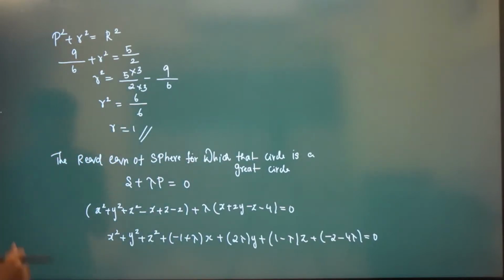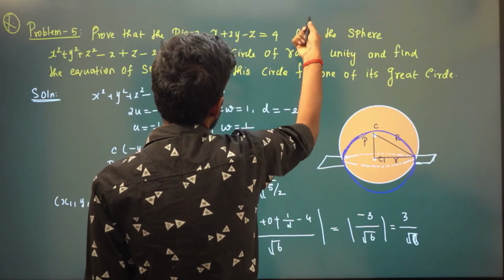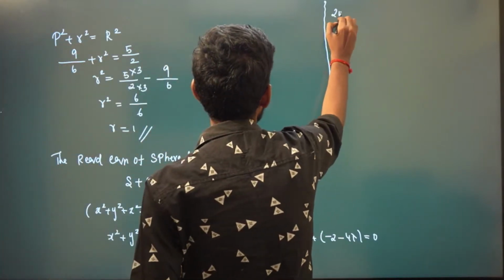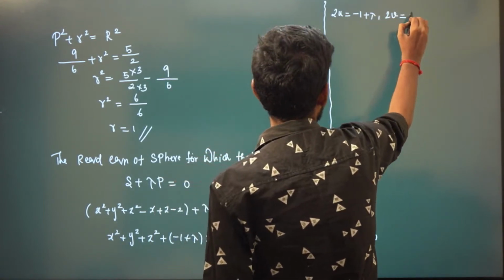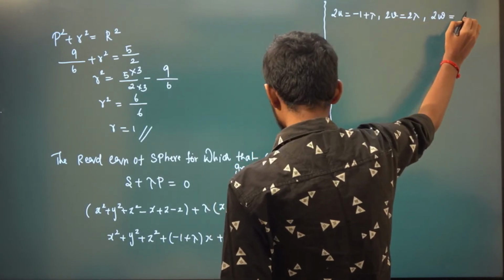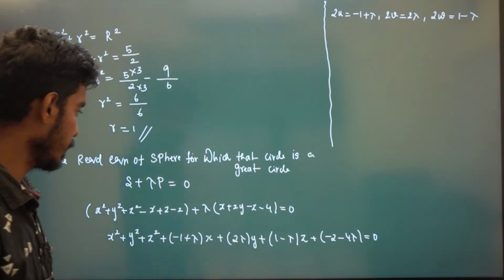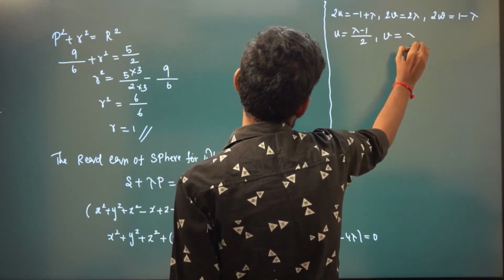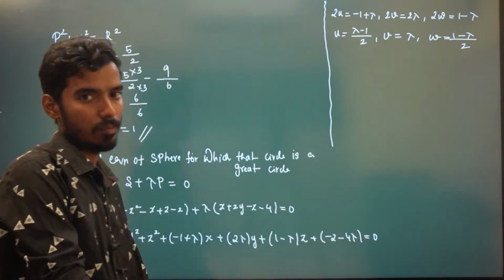Okay. Now, what is the center of the sphere? So we have 2u equal to minus 1 plus lambda, 2v to be equal to 2 lambda, 2w to be equal to 1 minus lambda, right? So that means u is lambda minus 1 by 2, v is lambda, w is 1 minus lambda by 2. See, this is the same for all the problems.